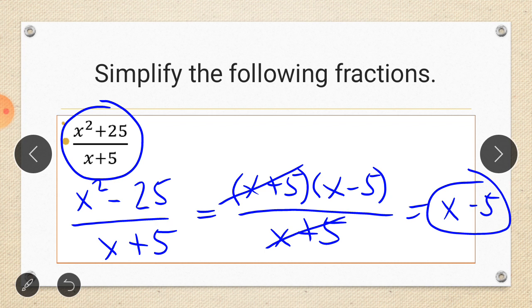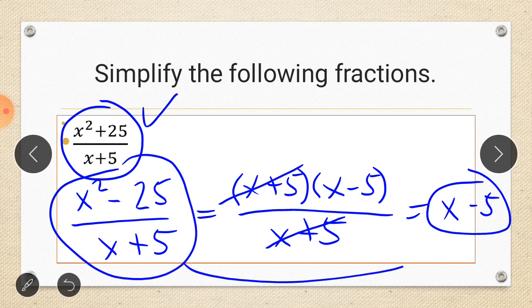But if the given is like this, x squared plus 25 over x plus 5, there's no other factor aside from 1 and itself. So therefore, this is already in simplest form. But if this is the given, the simplest form is x minus 5.